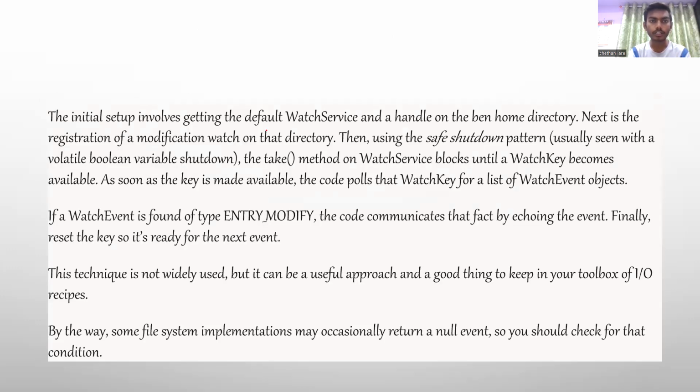Initial setup involves getting the default watch service and a handle on the home directory. The next step is the registration of the modification watch on the directory. Then use the safe shutdown pattern, usually seen with a volatile boolean variable, shutdown. The take method on the watch service blocks until a watch key becomes available. As soon as a key is made available, the code polls that watch key for a list of watch event objects.